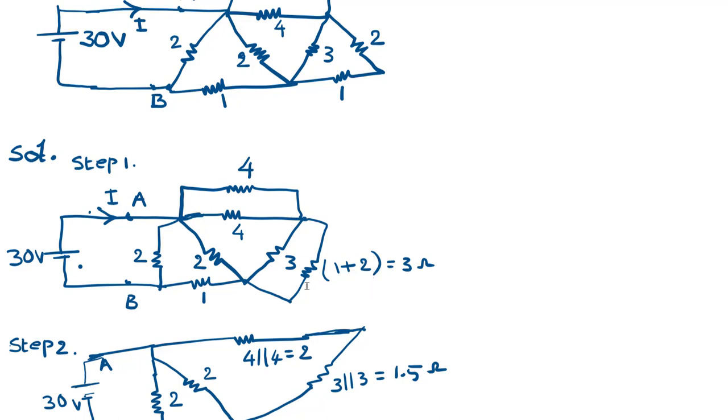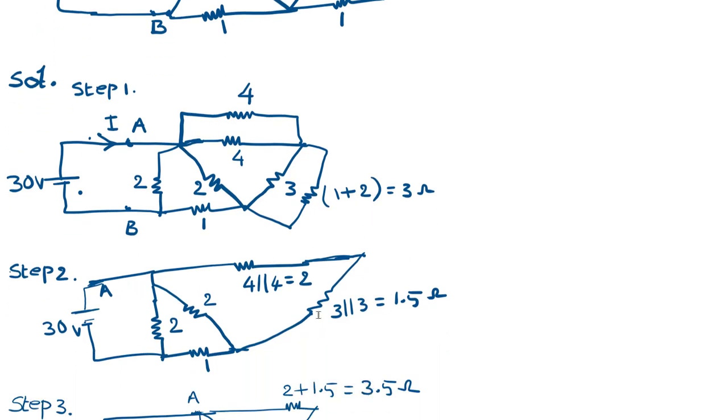Similarly, we have the 3 ohms connected in parallel with another 3 ohms. So 3 into 3 divided by 3 plus 3. So we get 1.5 ohms as the resultant resistance for this 3 ohm, 3 ohm. So we draw like this. So once we simplify these two parallel circuit elements, then we get this circuit like this. And the rest of the elements will be as it is.